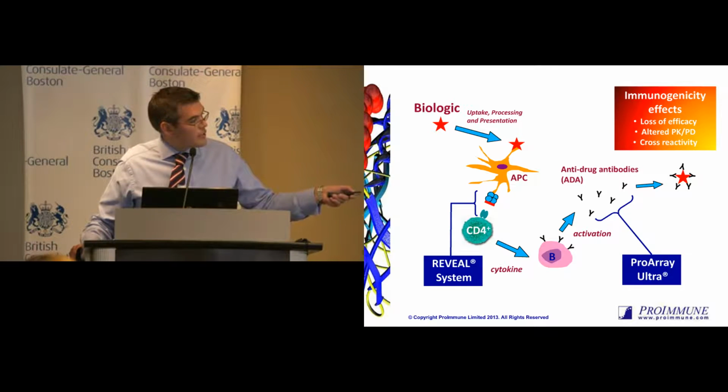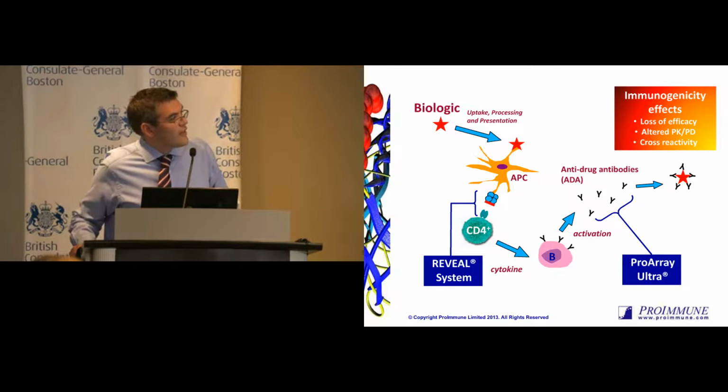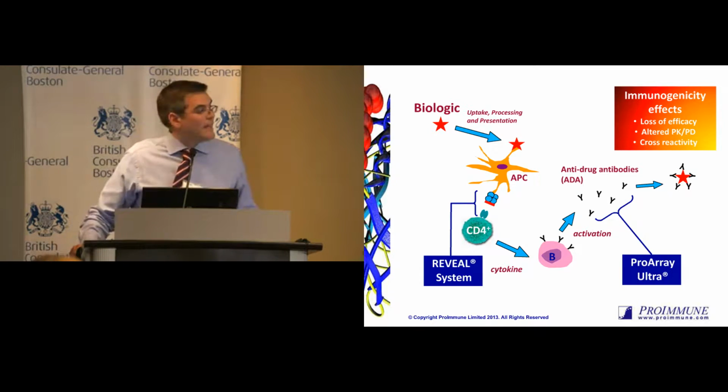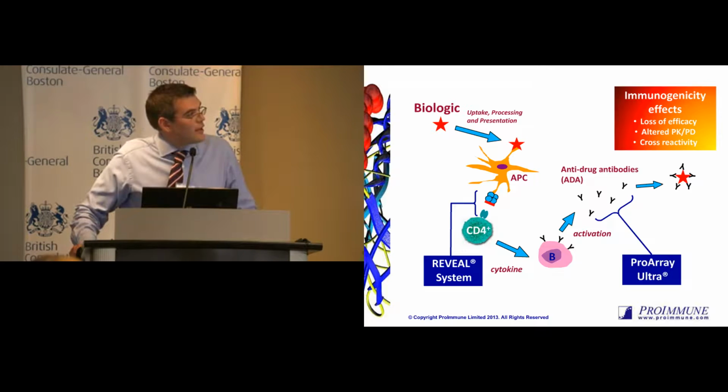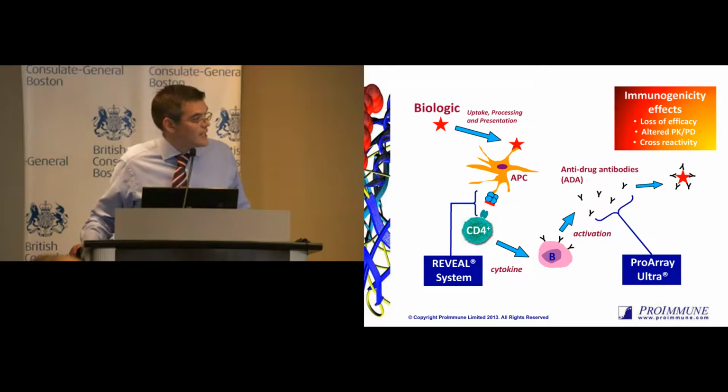So once the B cells become plasma cells, they produce antibodies, and these antibodies can then bind to your drug of interest. And of course that's not what we want, because that can cause reduction of efficacy, can alter our PK and PD readings, and also cause safety issues relating to cross-reactivity of self-antigens.